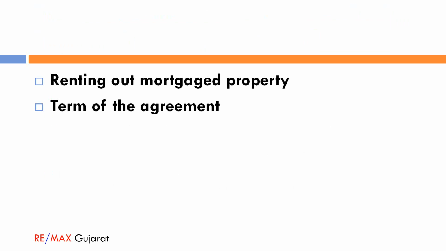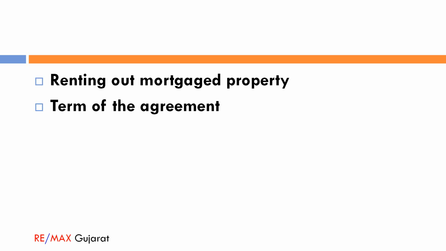So how do you rent out a mortgaged property? Sometimes a property to be rented out will be mortgaged with a bank or some other financial institution, in which case they would retain the registered sale document, right? The bank will have all the registered documents.